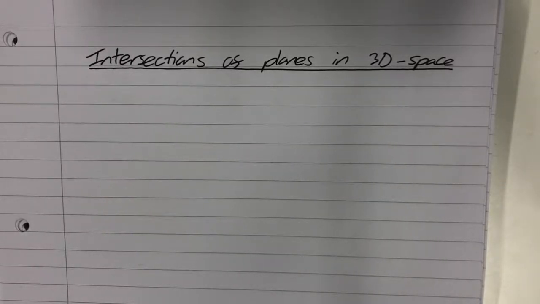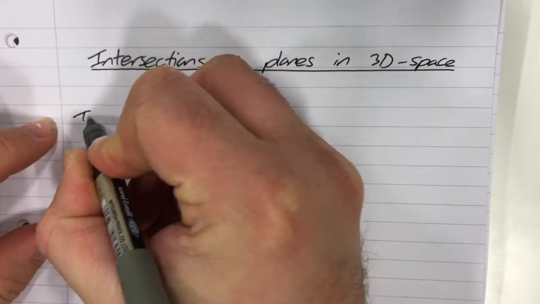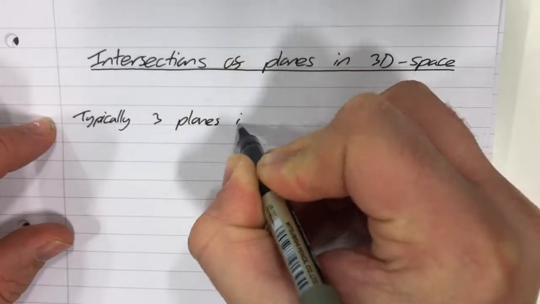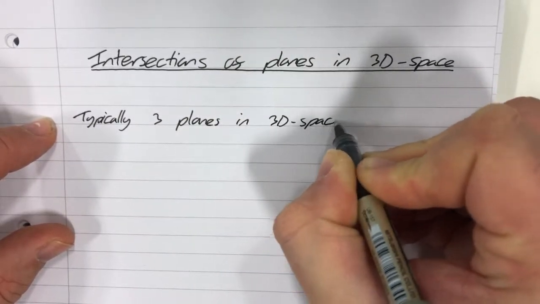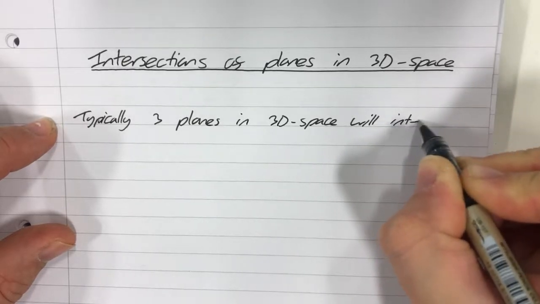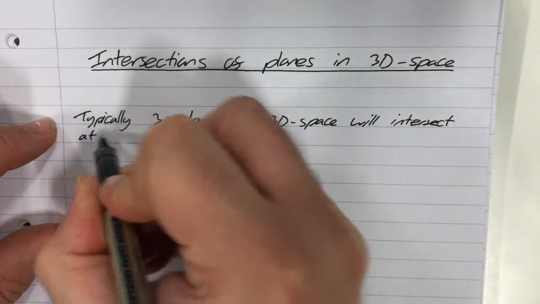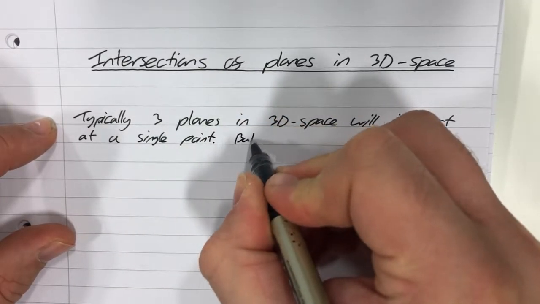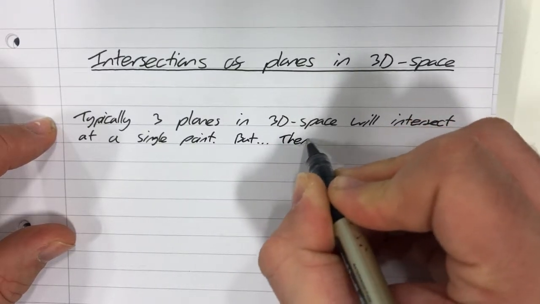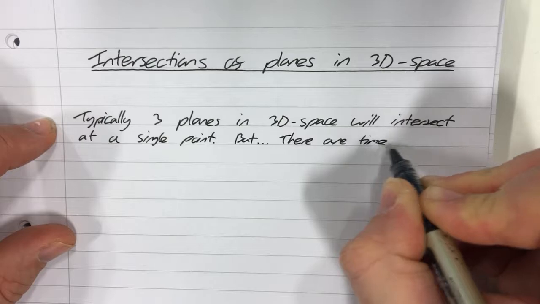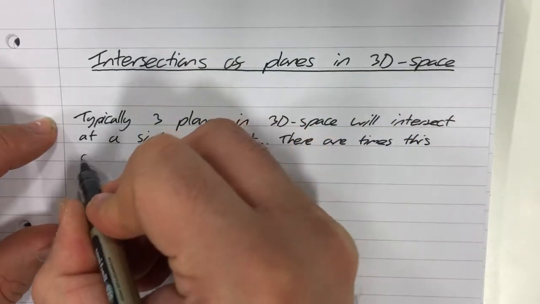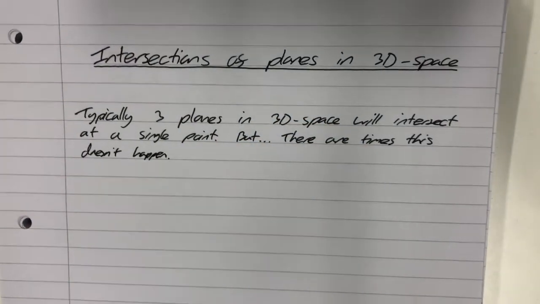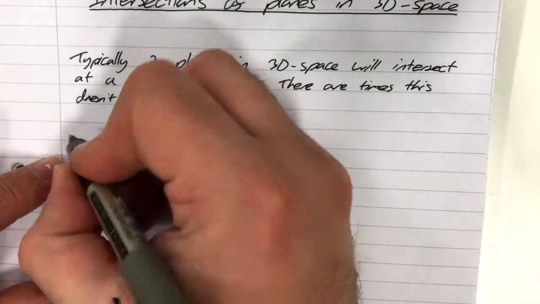Okay, so looking at the intersections of planes in 3D space. Typically, 3 planes in 3D space will intersect at a single point. But there are times this does not happen. So sometimes we can get no solutions.